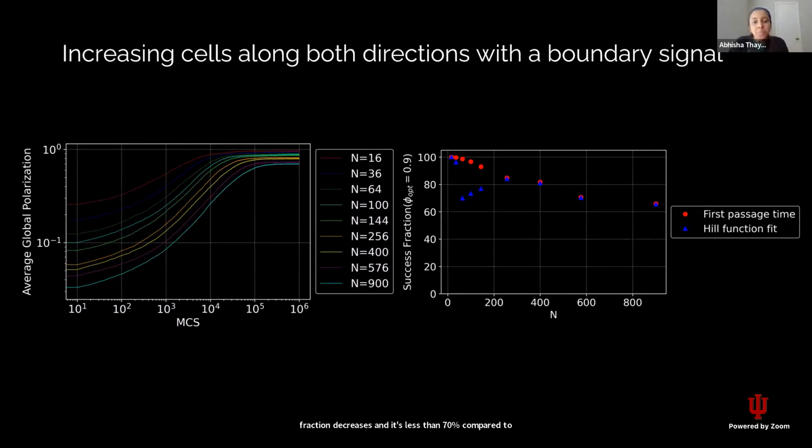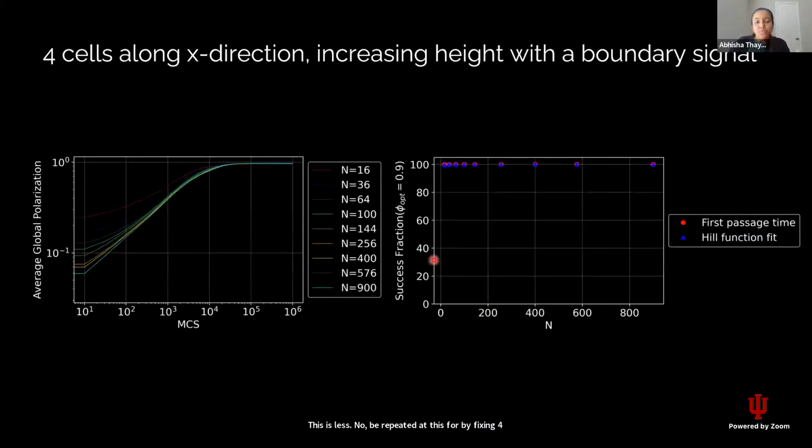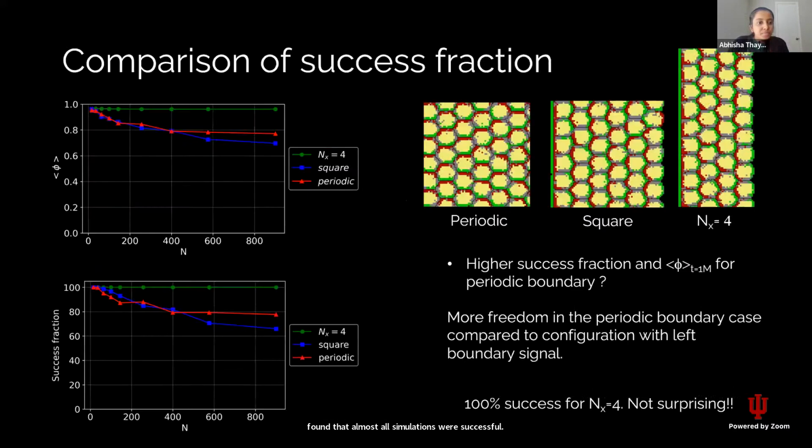This is lesser. Now, we repeated this by fixing 4 cells along the X direction and increasing height with a boundary signal, and found that almost all simulations were successful. There was a 100% success rate, even when we increased the number of cells. So we compared the success fraction for all 3 configurations and found that as we increase system size, the success fraction for the periodic boundary case is higher than with the left boundary. This is in contrast to what we expect.